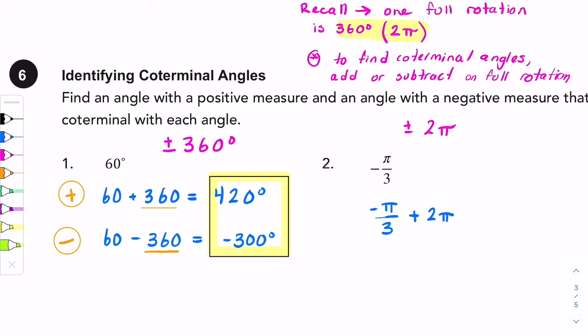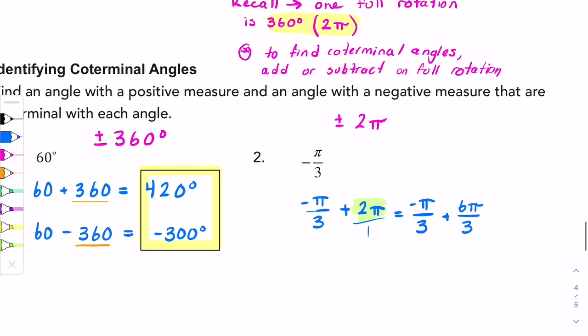Adding 2 pi is the same thing as adding, let me write this again. So negative pi over 3. Instead of adding 2 pi, we're going to convert to a common denominator, which is 3. So if you have 2 over 1, multiply the top and bottom by 3, you have 6 pi over 3. Now you add these together, you add only your numerators. So negative pi plus 6 pi is 5 pi over 3. There's your positive coterminal angle. And we found that by adding 2 pi.